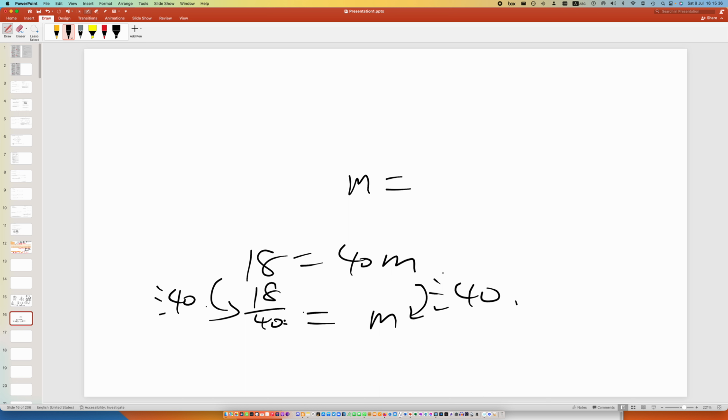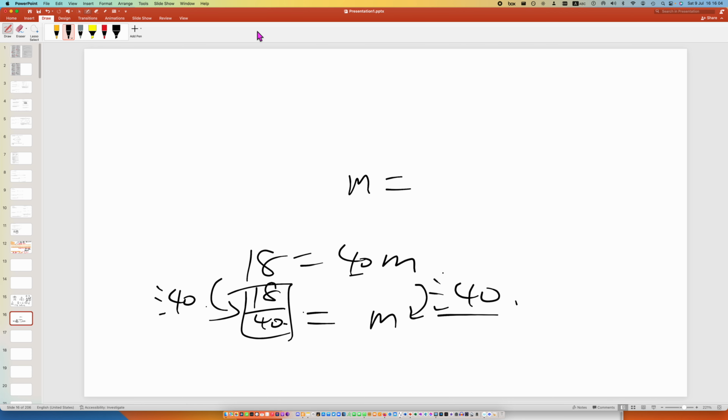Right? Yes. Because in order to reach from 40m to m, I have to get rid of the 40, which is divide by 40, right? So if your right hand side divides by 40, your left hand side also must divide by 40. So that's what I get. And then you use your calculator and then you can get it. Which is? 9 over 20. Yeah. So it's 9 over 20 the answer? Yes. Okay, good.